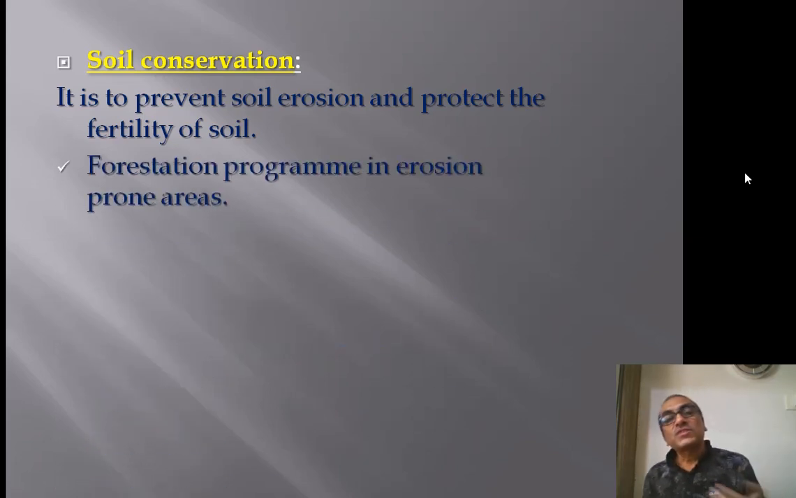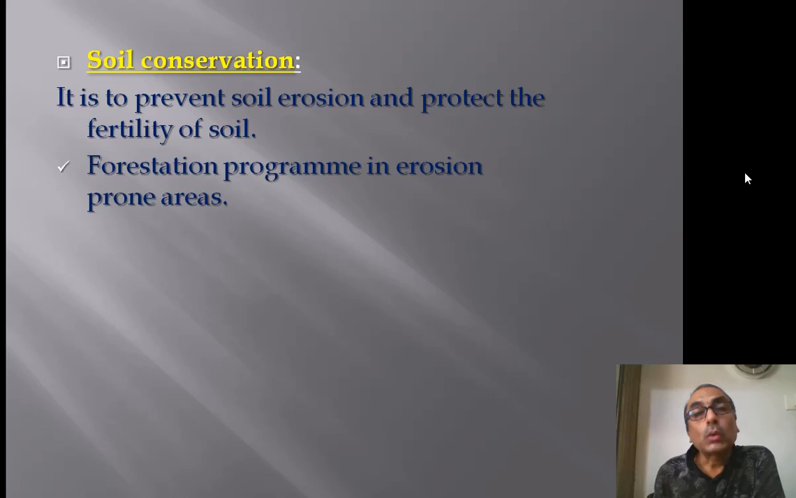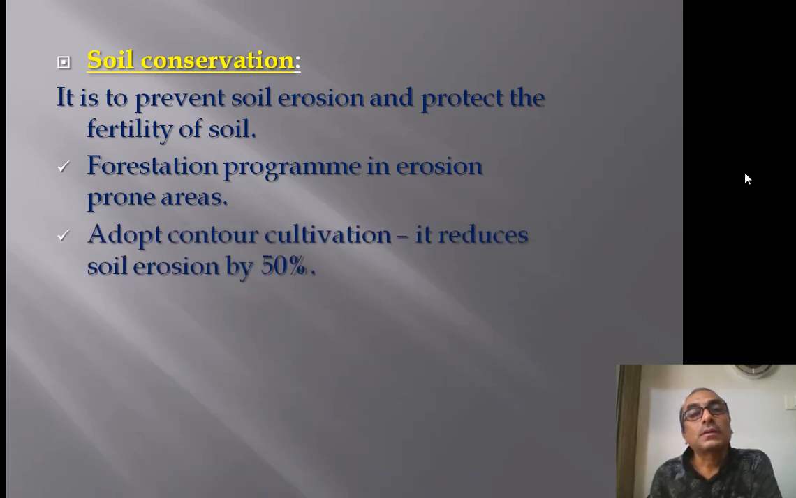We have to go for afforestation, growing plants, carrying out afforestation activity wherever we find barren land. Plant the trees afresh there. You can also shift some fertile soil from other places to there and grow plants over there. And wherever the area is erosion prone, we should go on making afforestation there, and then adopt contour cultivation. It reduces soil erosion by 50%.